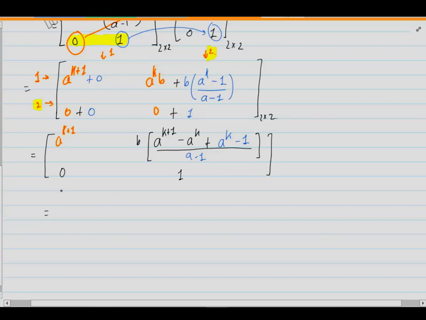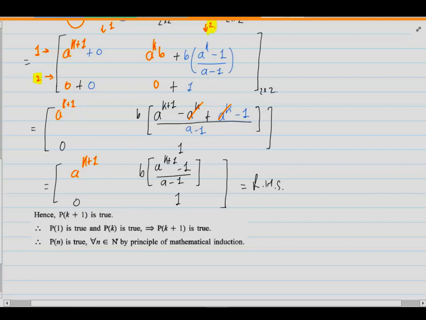Right? So we can proudly say that these three terms will be as they are, and we just have to simplify the second term, and that can be easily done by cancelling a raised to k and a raised to k. So it will be b times a raised to k plus 1 minus 1 upon a minus 1, which is your required term. So tada, this is your RHS. We can proudly say that we completed all the tasks of the PMI. Therefore P of n, which is a raised to n equal to this matrix, is true for all n belongs to N. Hence proved.